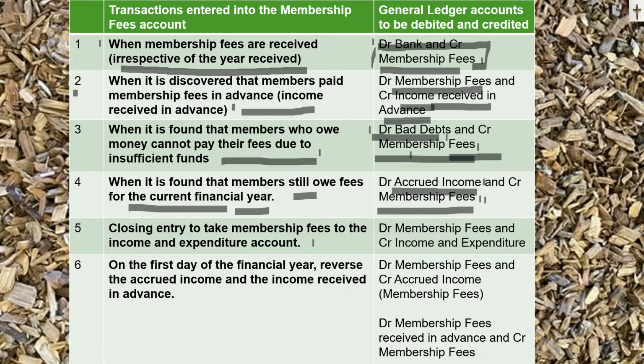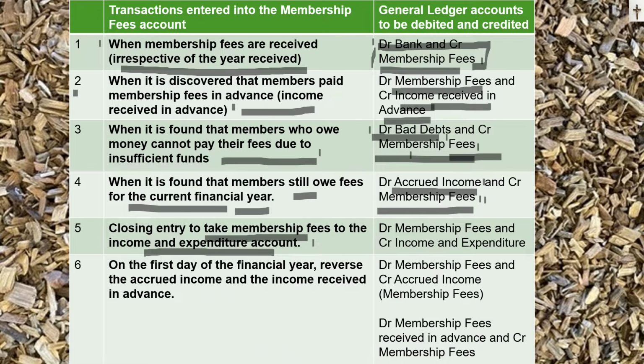Now there's a closing entry to take membership fees to the income and expenditure account, which is very similar to the profit and loss account in the sole proprietor.